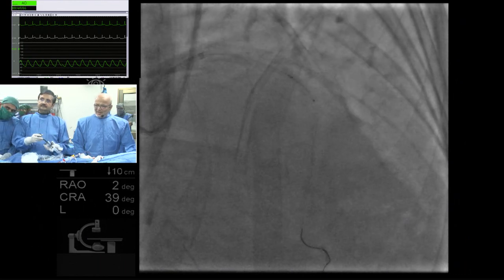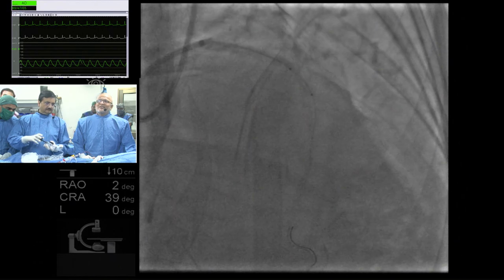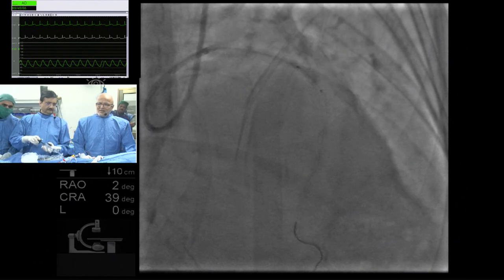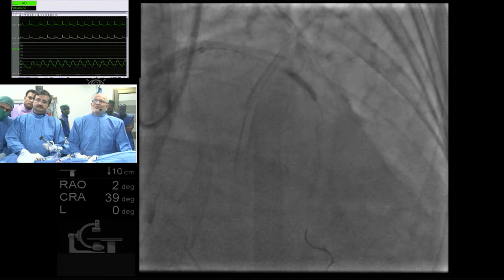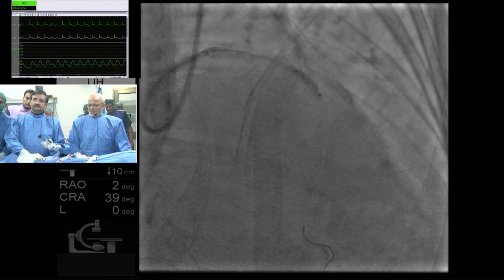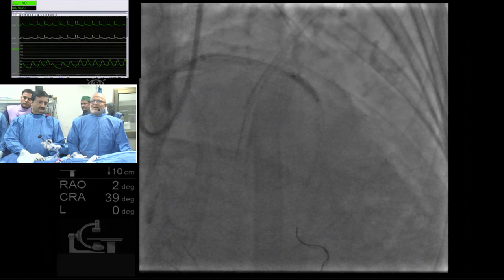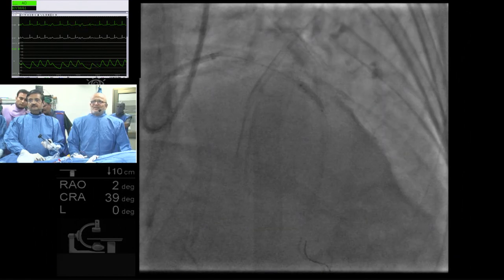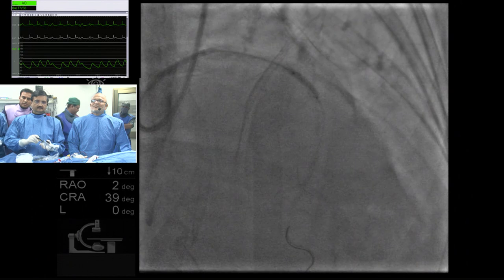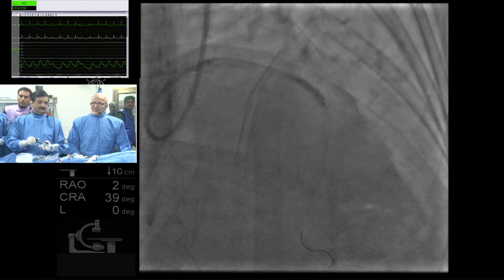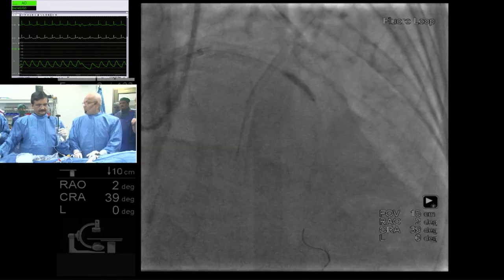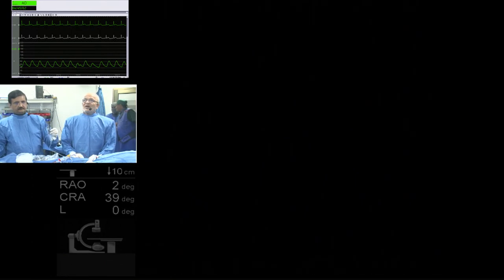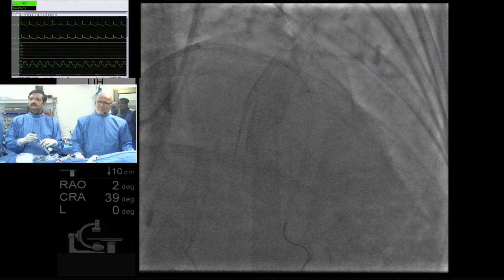Okay, again, 10 here. We have 4 more cycles. This looks good already. So how many atmospheres do you go with this balloon, maximum? I go to 8, maximum. Record and deflate. Now come to epicaudal, please. How many pulses do you have left?